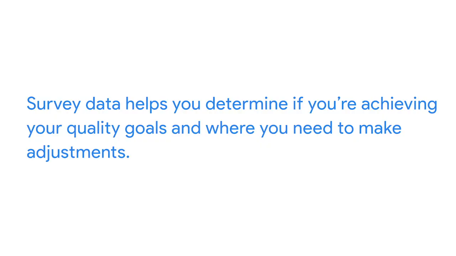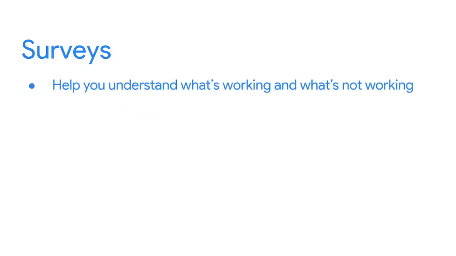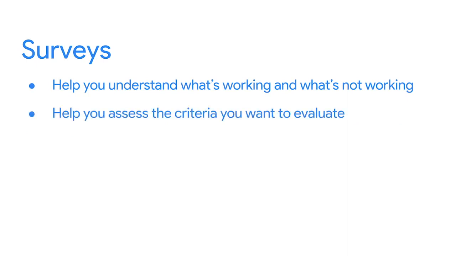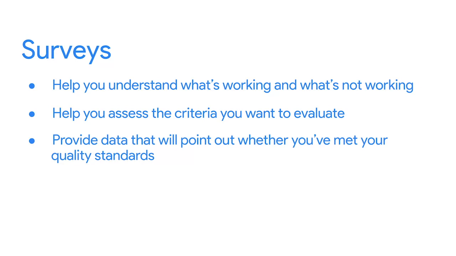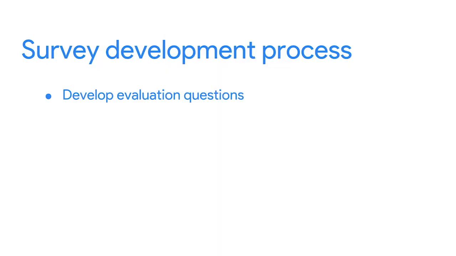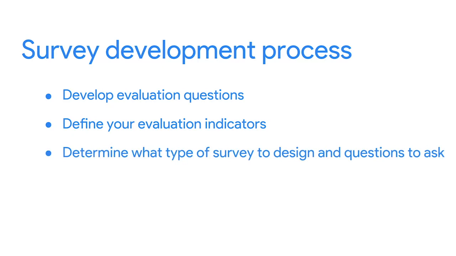Survey data helps you determine if you're achieving your quality goals and where you need to make adjustments. Surveys can also help you understand what's working and what's not working, help you assess the criteria you want to evaluate, and provide data that will point out whether you've met your quality standards. The survey development process includes developing evaluation questions, defining your evaluation indicators, and determining what type of survey to design and questions to ask. In the next activity, you'll review your quality management plan and create survey questions for one of Sauce and Spoon's evaluation questions.